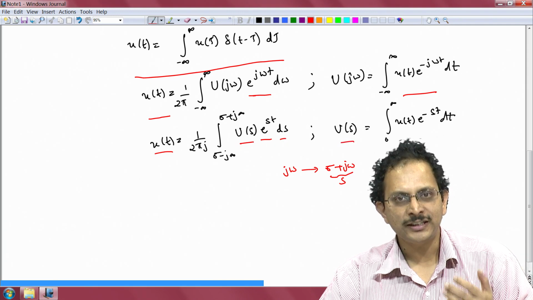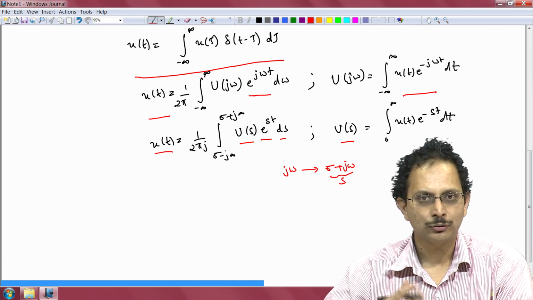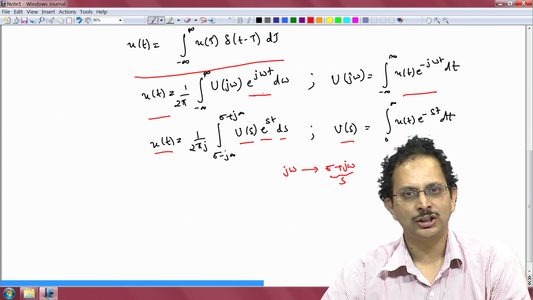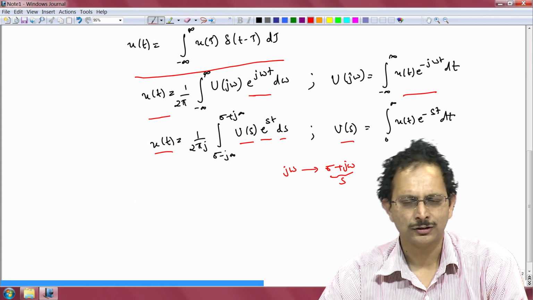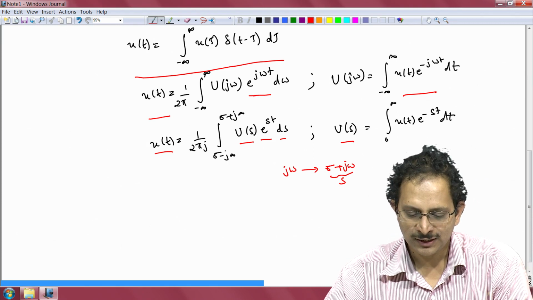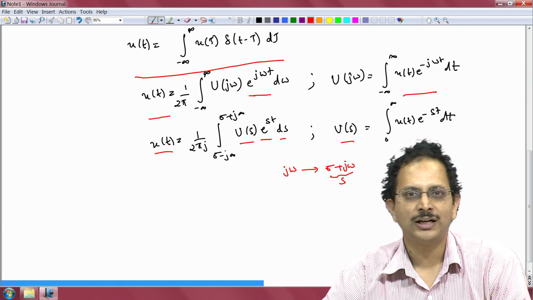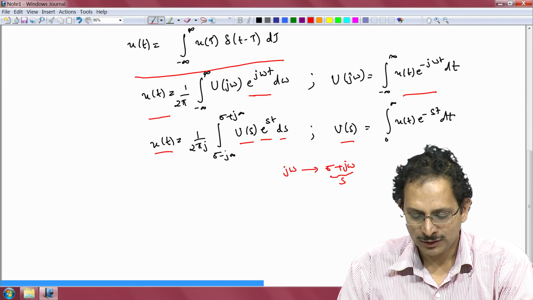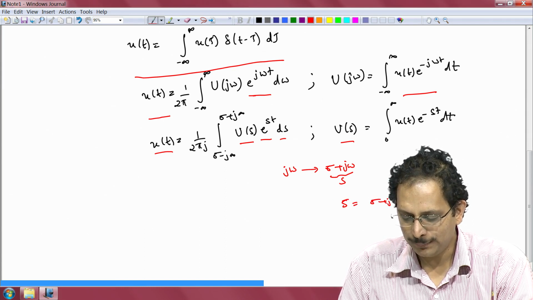So therefore you see that in each case we have attempted to represent u of t in terms of elementary functions: delta function in the first case, complex exponential e power j omega t in the second case, and e power st in the third case. And what you also see is this interesting similarity between Fourier transforms and Laplace transforms, in that in Laplace transforms we have s to be equal to sigma plus j omega.